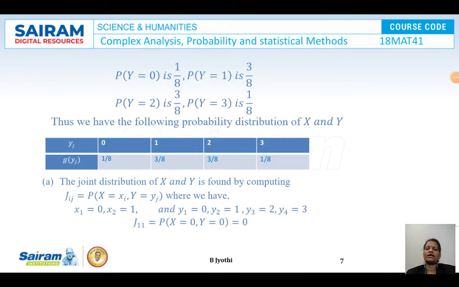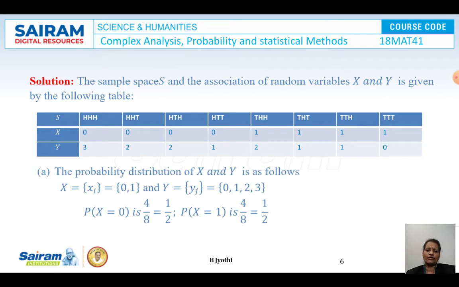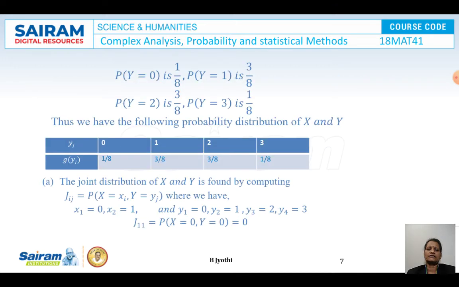Next, P of y equal to 0 is 1 upon 8. This is the only combination we have where y is equal to 0 out of 8 combinations, and therefore it is 1 upon 8. P of y equal to 1 means we have 1, 2, 3 out of 8, therefore 3 by 8. And for y equal to 2, we have 3 combinations, therefore here also 3 by 8. Whereas y equal to 3, only one combination is there, therefore it is 1 upon 8. Let us see here.